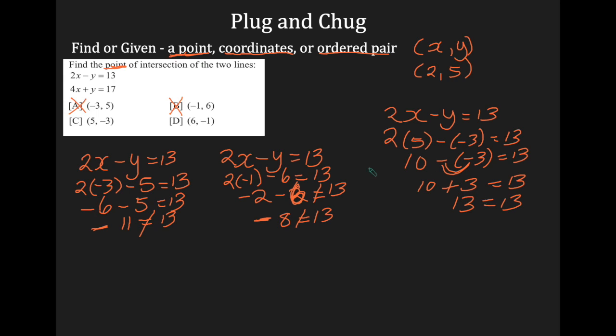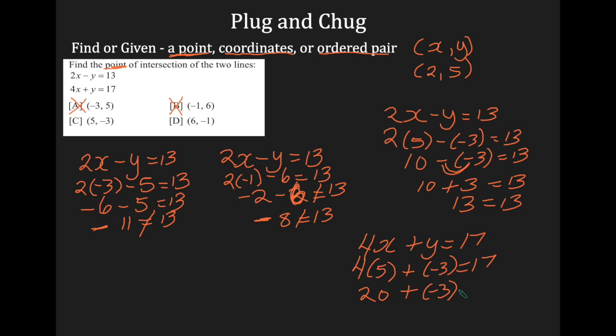Now to actually confirm that C is our answer, I'm going to use the second equation because I have 2 of them. So please use your second equation to confirm. We have 4x, where x has a value of 5, plus my y is -3, and I'm hoping to get 17. 4 times 5 is 20 plus -3. When the signs are different, perform a subtraction and keep the sign of the larger number, so 17 equals 17. The left equals the right. So my answer is C.